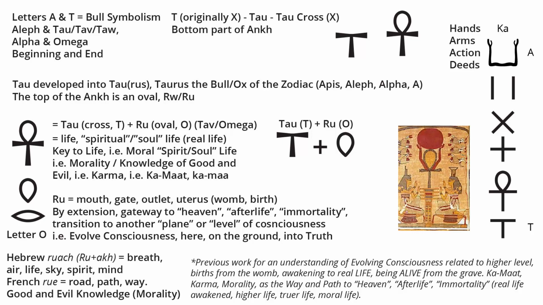But once you understand that the Ru symbol actually became our letter O, you can be less picky about how the Ankh doesn't look like a Ru. It's more rounded. Doesn't look right. You gotta use your imagination here and understand how the Ru symbol became our O, because it is essentially rounded. It represents the gate, the mouth, the outlet, the uterus, the womb, birthing. That's what the O represents too.